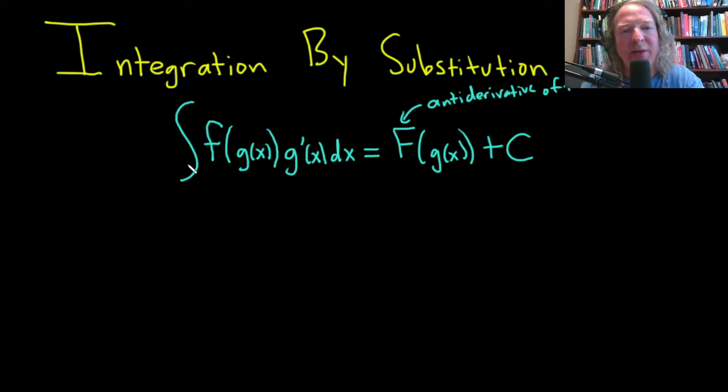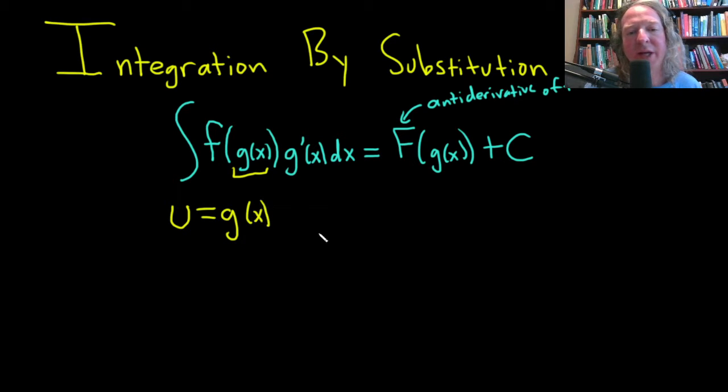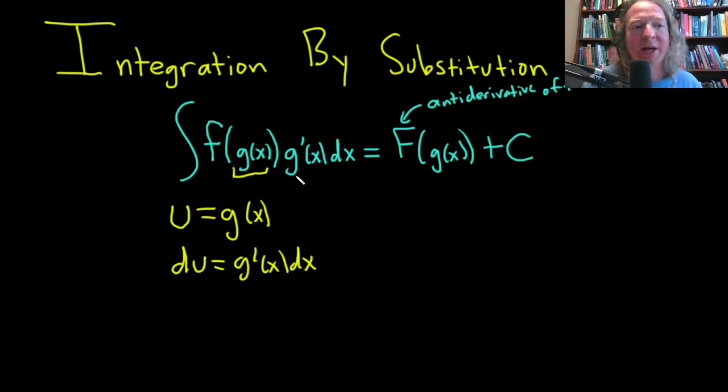Let me explain it and then we'll see how we can apply it to actual problems. So the key here is that g is your inside piece. So we'll let u be equal to g of x. And if we take the derivative of this using differential notation, du is just the derivative of u, and the derivative of g is simply g prime of x dx. And now you can see that what we have here is exactly what we have here. They're exactly the same.